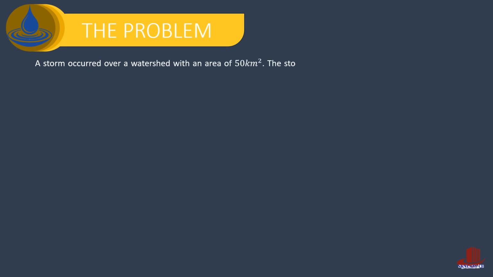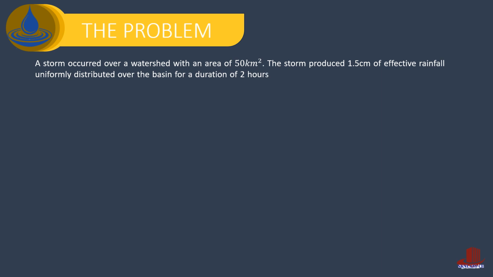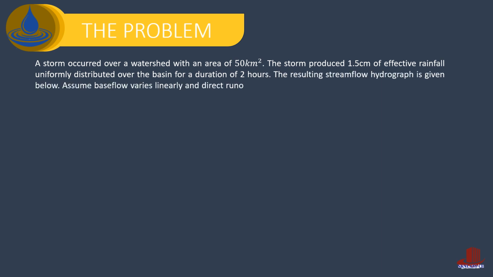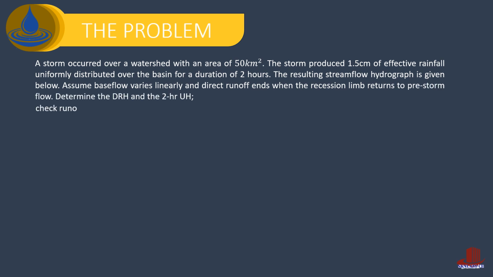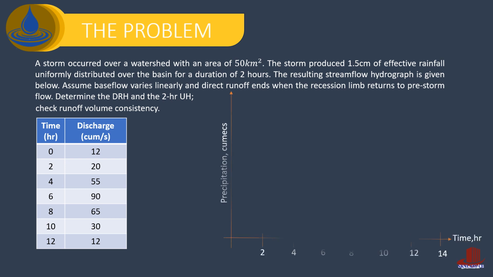The third example involves a watershed of 50 square kilometer area. The storm produced 1.5 centimeters of effective rainfall for a 2-hour duration. A streamflow hydrograph is measured and we are to determine the direct runoff hydrograph, the 2-hour unit hydrograph, and to check runoff volume consistency.